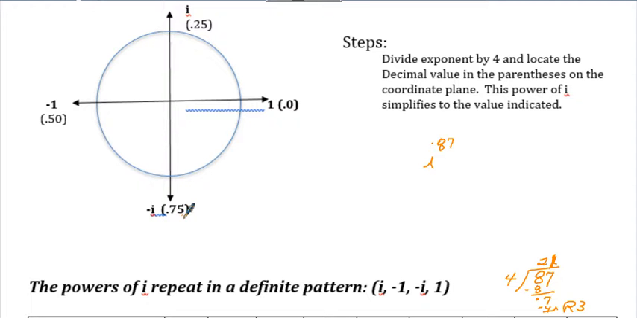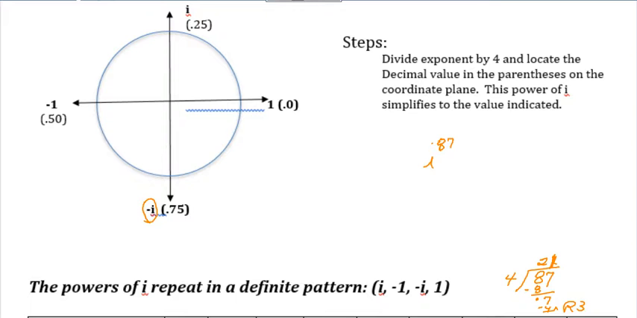Anything that divides it by 4 and leaves you a 0.75, you know that that simplifies down to negative i. So that's how you can use this chart. If you would like to memorize this circle: anything with a 0.25 decimal after dividing by 4 simplifies down to i. Anything with a 0.0 decimal simplifies to 1. Anything with a 0.75 decimal after dividing by 4 simplifies to negative i. And anything with a 0.5 decimal simplifies to negative 1. You can certainly memorize this circle as well. That will help you with these.